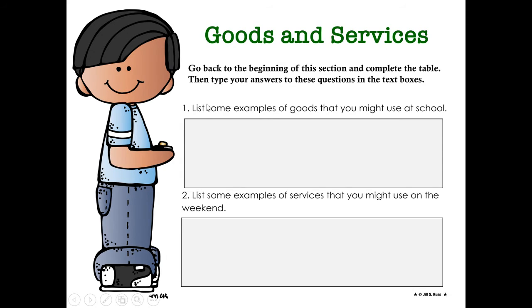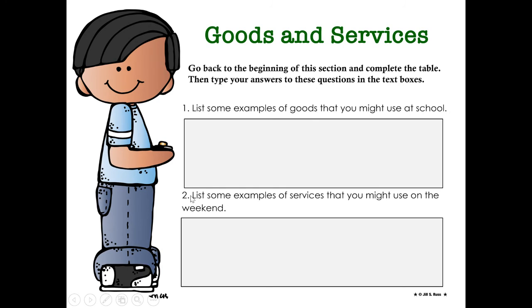So your first question you're going to answer in your packet says, list some examples of goods that you might use at school. Remember, goods are things you can see and touch and hold. So think about things in your classroom that you might use that are goods.